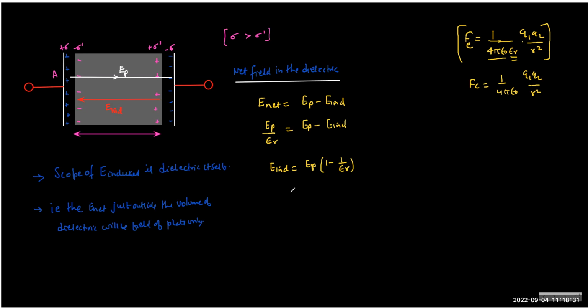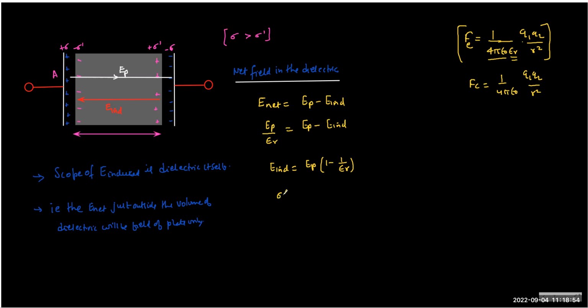Is this clear? Yes. Sir, E induced we can write in terms of sigma, because we know the answer for a capacitor, right? If I ignore everything else and we have just the dielectric with plus charge and minus charge, the plus and minus will act as a capacitor. And what will be the electric field due to the plus charge and minus charge? We know the answer.